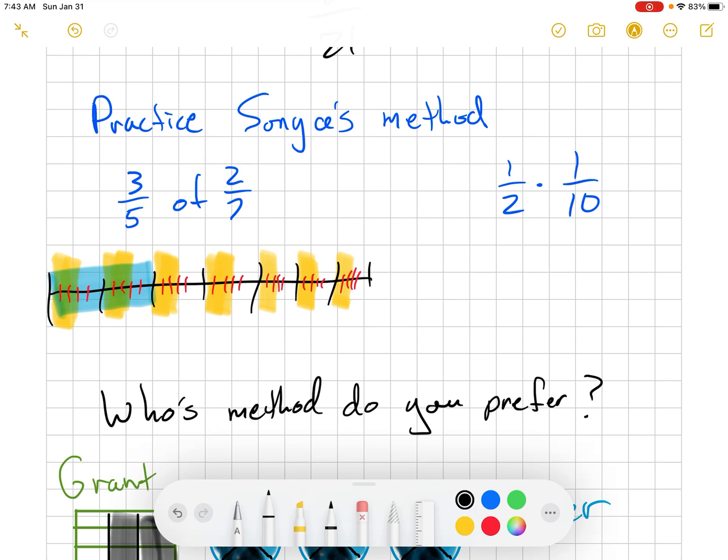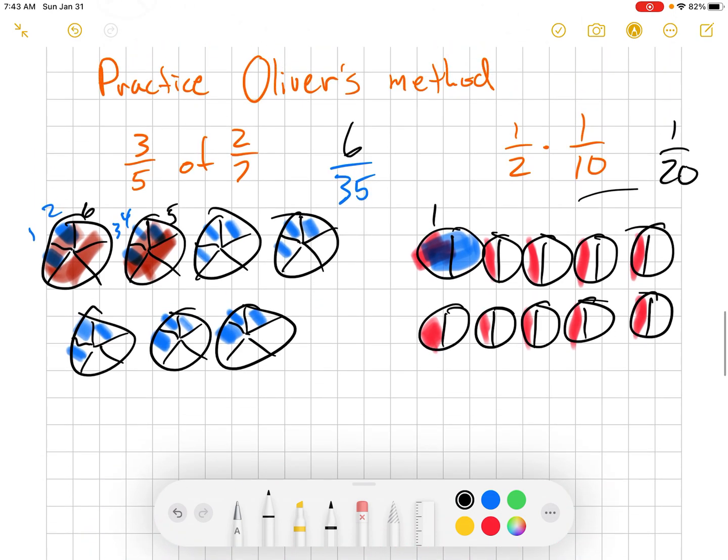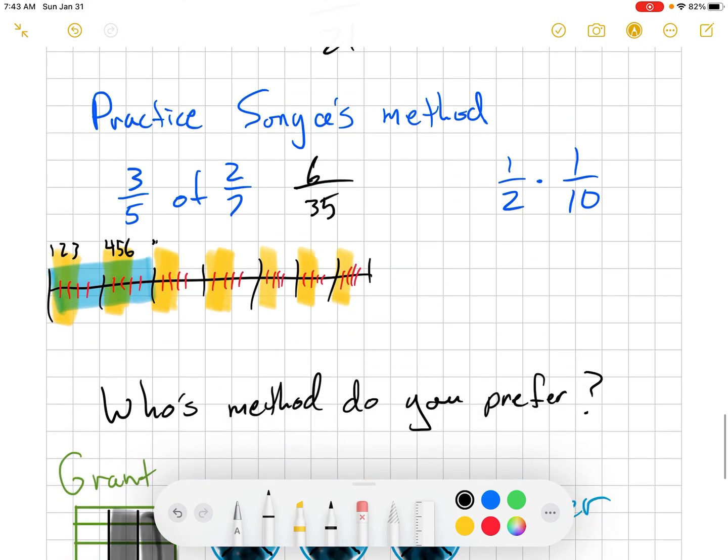Okay, let's double check. Let's see how we did. We have 3, 1, 2, 3 here, 4, 5, 6 here, and that's it. So we had 6 out of. We could count each individual one. We should have 35. Did I do it right this time? Hey, 6/35, much better. Let's try this method.